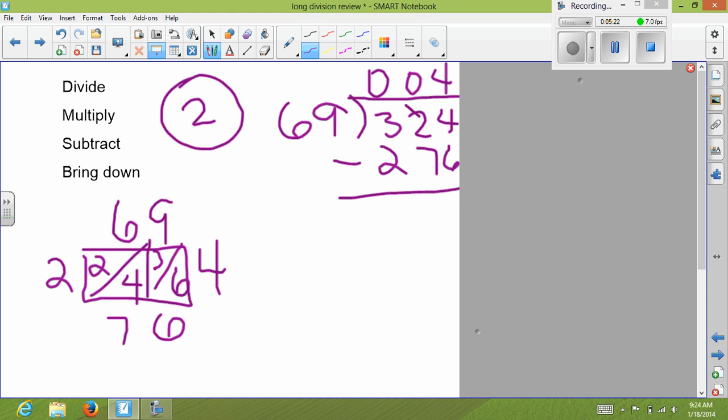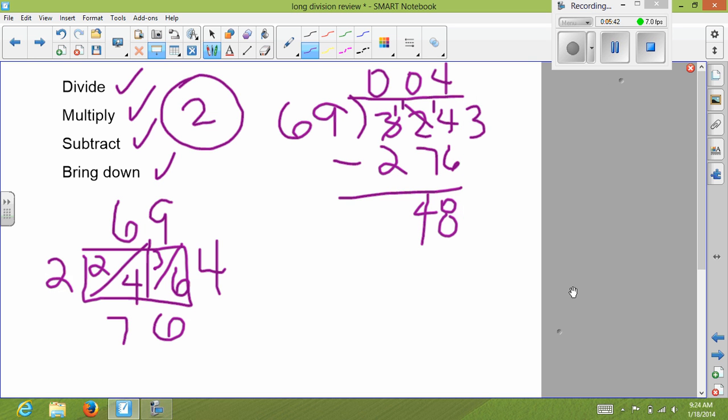Subtract. Well, I can't take 6 from 4, so I have to borrow. And this becomes a 1. So how many 6s is 14? That would be 8. And then I can't take 7 away from 1, so I make that an 11. 7 from 11 leaves me with 4. So divide, multiply, subtract. Now I'm going to bring down. So I bring down my 3. How many 69s are in 483?